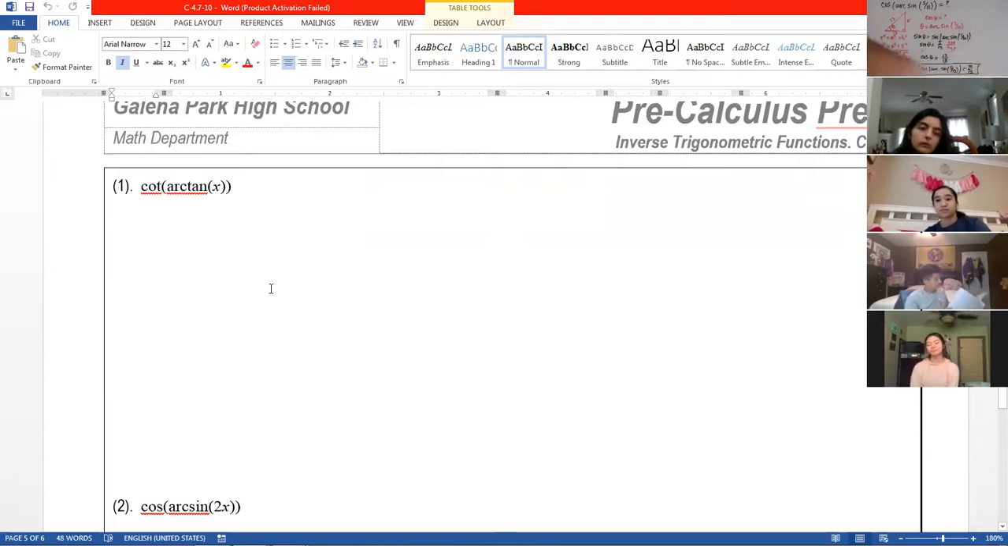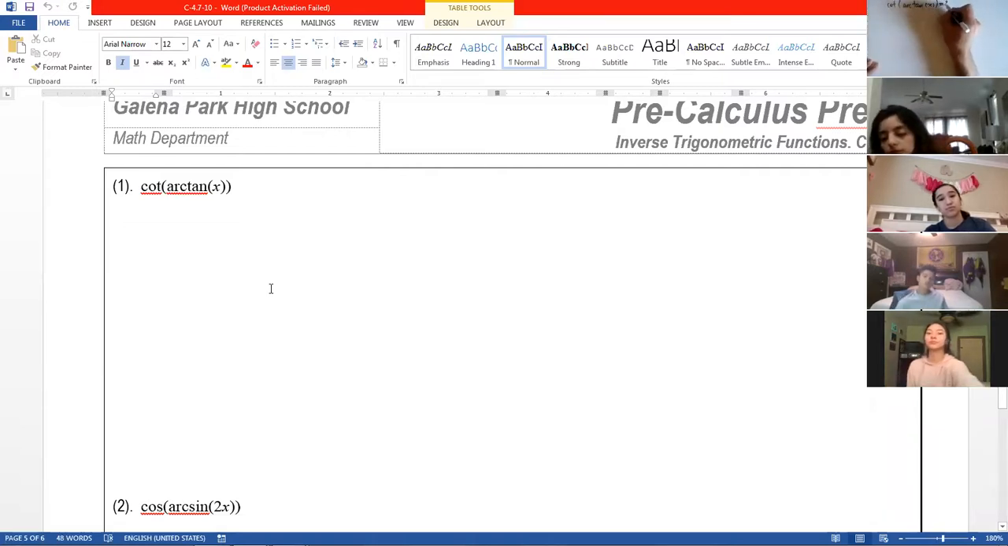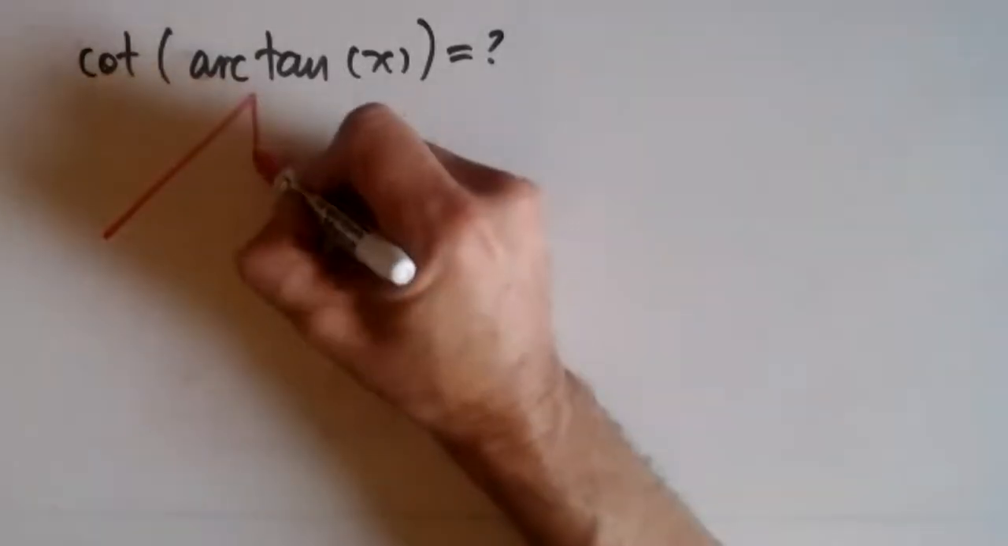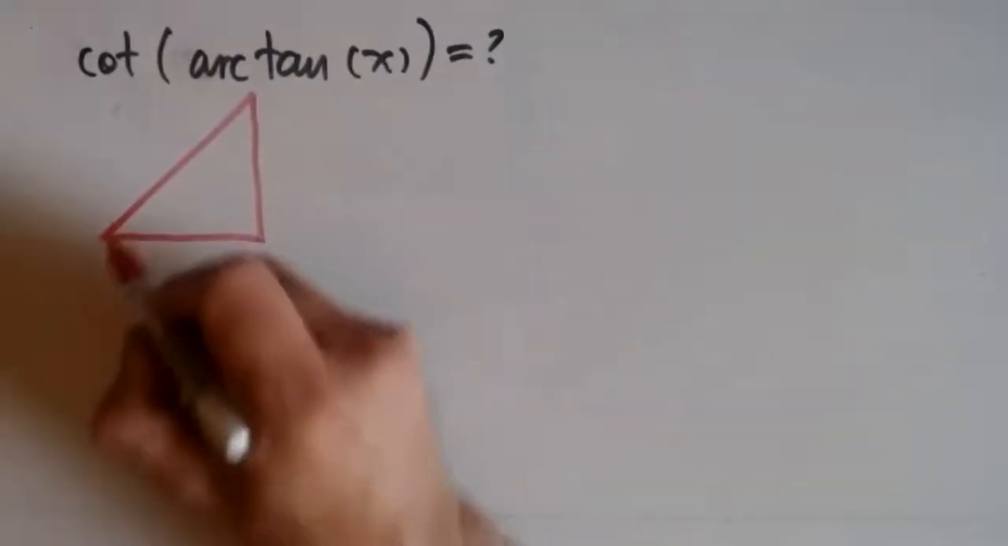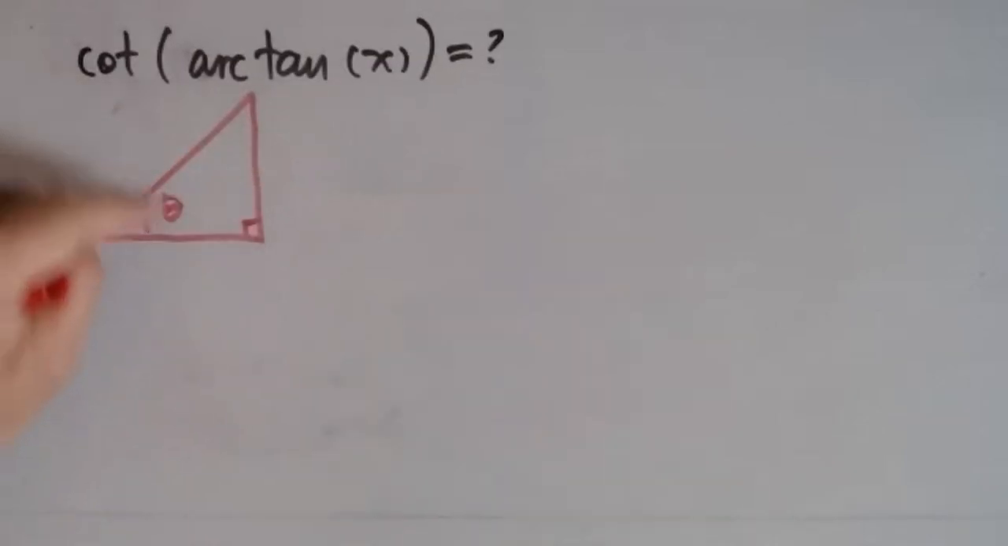So I have to evaluate the cotangent of the arctangent of x, correct? What kind of monster is going to be that one? It's okay. Again, the procedure is the same. You draw your triangle, a right triangle, you identify the theta, the right angle, opposite, hypotenuse, adjacent.